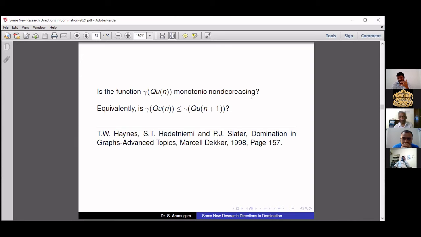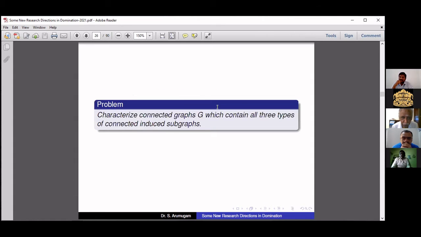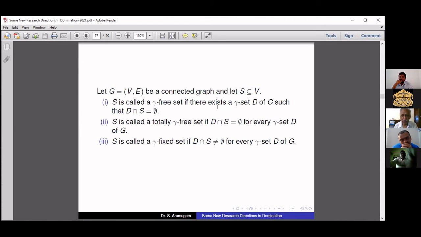So this is the tool that I have developed to attack this problem. My question is to find methods of proving when a subset is a gamma free set. Try to find a necessary condition or sufficient condition to prove that a set is gamma free. Once you have a tool to prove that a set is gamma free, then I can tackle this problem. In that way, the 150-year-old problem can be tried. Anyone interested can take up this problem: find a necessary or sufficient condition for a subset of a graph to be gamma free.